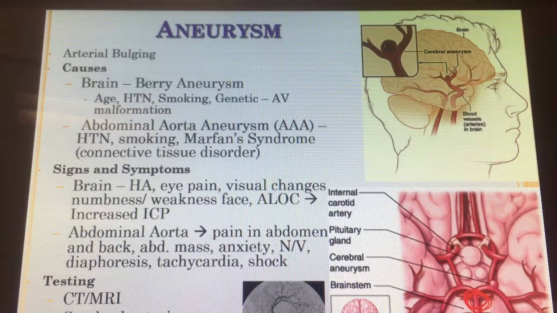And again, sometimes it's just genetic. The abdominal aortic aneurysm, same thing. You can throw Marfan syndrome in there for any kind of arterial issues. Does anybody know what Marfan is? Marfan syndrome? Anybody want to talk about what Marfan syndrome is that knows?